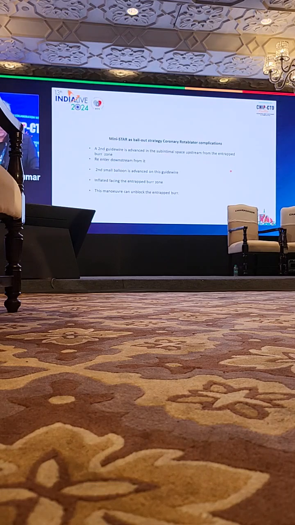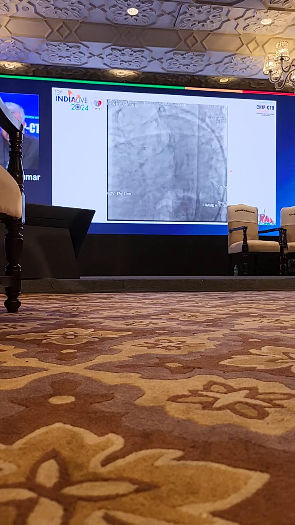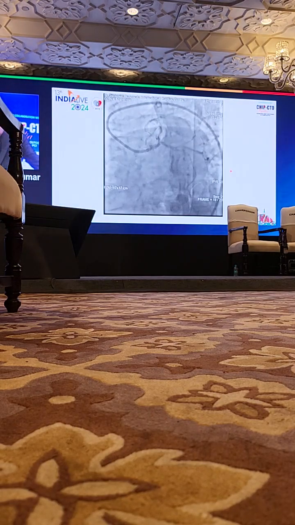So there is a mini-STAR bailout strategy. You pass the balloon subintimal or parallel to the rotawire, dilate and try and pull it out. Otherwise, you cut the rotawire in both the places, pass a guideliner through that until you reach the rotablade, get the stuck burr, and then jam it through. It usually loosens and comes out. These are the two options you have, and this is how a stuck rotablator looks.